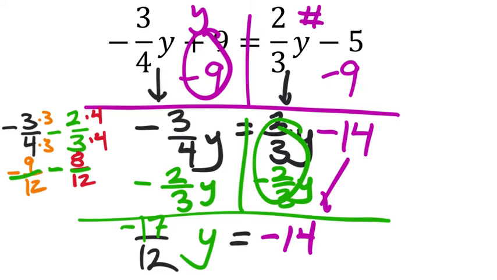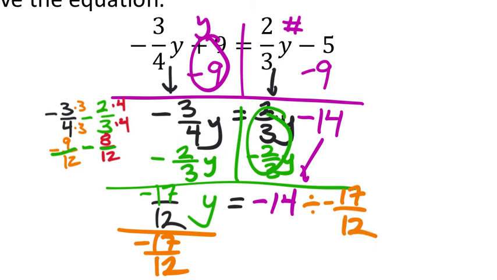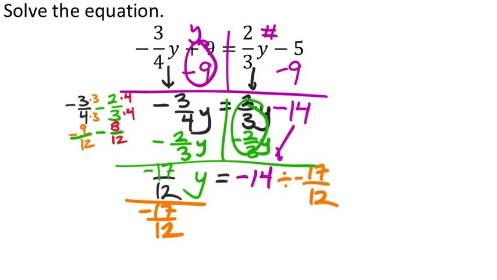So what do we see here? We got negative 17/12 y equals negative 14. No problem. We can divide both sides then by the coefficient, negative 17/12. It will need more space, but negative 14 divided by negative 17/12. Well, you know what? I'm going to use a calculator on this one.